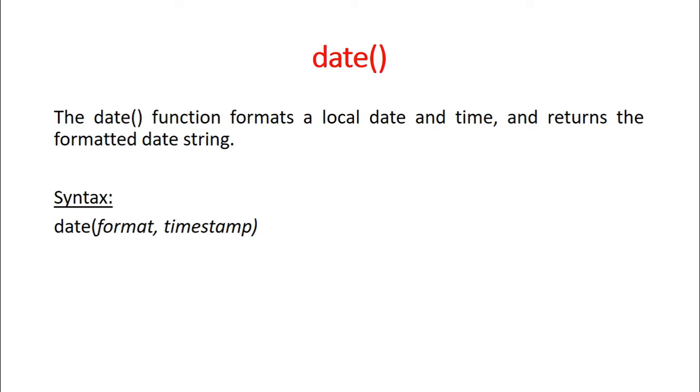or we can just set the format parameter of this date function to a specific value in order to fetch the date, and we have the second parameter which is timestamp, which is optional. So this is the syntax of a date function. It accepts two parameters. The first parameter is the format, comma, the second parameter is the timestamp.